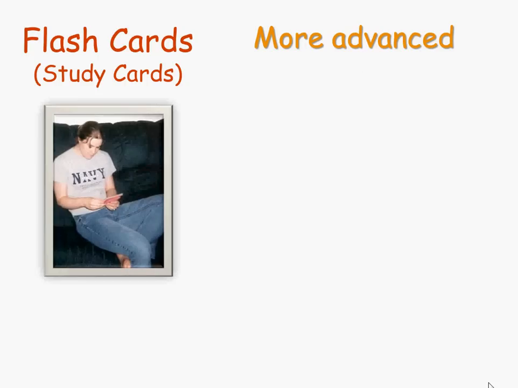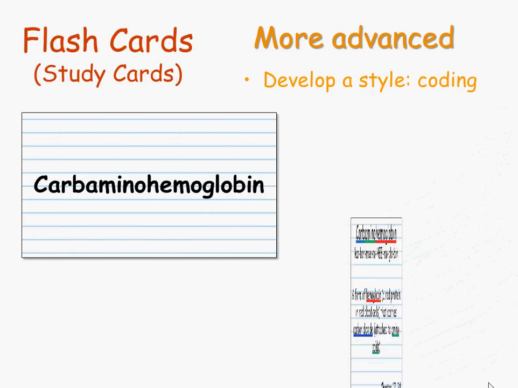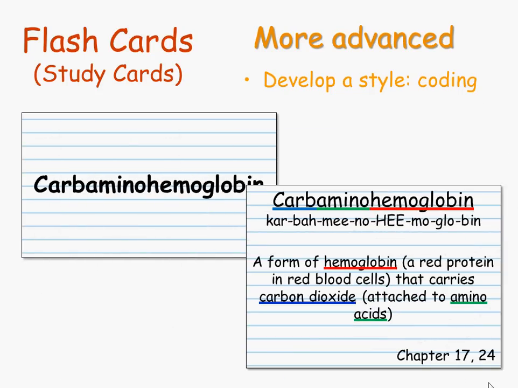There are some more advanced ways to use study cards that you might want to develop. For example, you might want to develop a style where you use color coding or various symbols to represent different kinds of concepts or different subcategories of the facts that you're learning. Let's take a look at an example. Here's our carbaminohemoglobin card again, but this time a color code has been added where different parts of the term have been given different colors. Carb in blue, amino in green, hemoglobin in red. And this highlights different essential pieces of that description or definition.